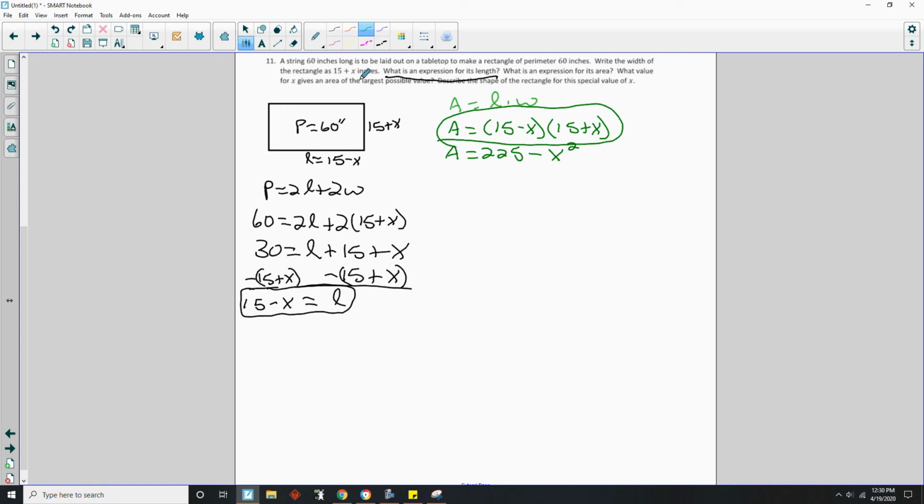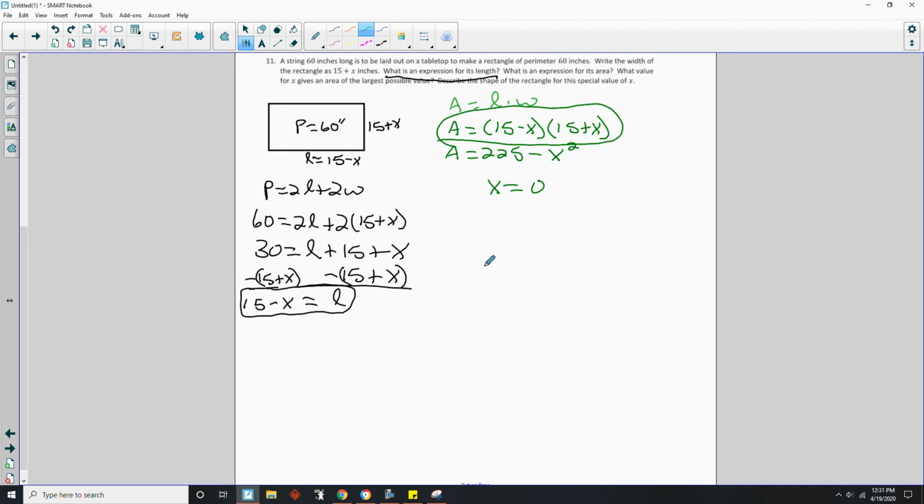What value of x gives an area of the largest possible value? Okay, so as x increases from 0 to 15, the area decreases. So the value of x that gives an area of the largest possible value would be 0, right? If x was 1, it'd be 225 minus 1, which is 224. If x was 2, 225 minus 2 squared, which is 4, is 221. So the area is decreasing. So the largest possible area would be 225 square inches, and that is when x equals 0.